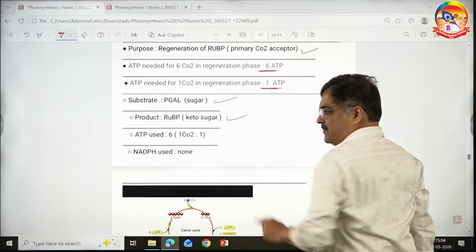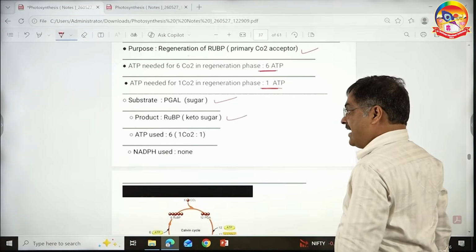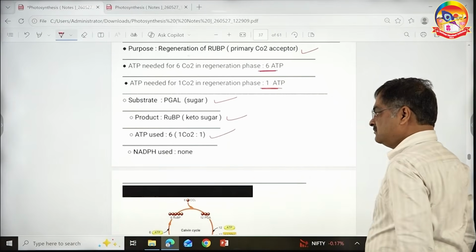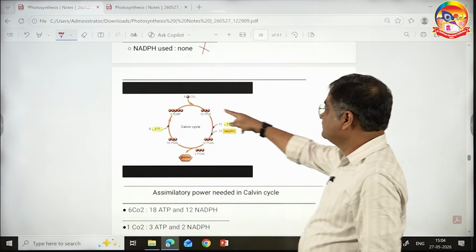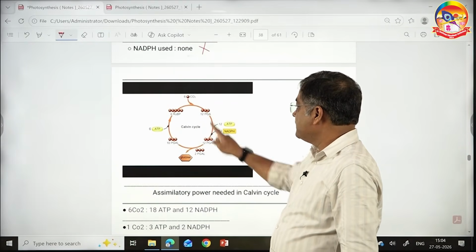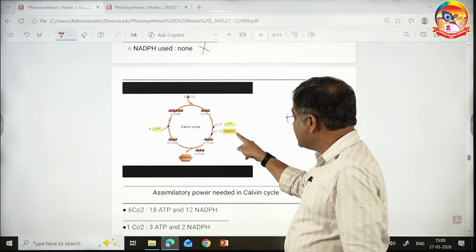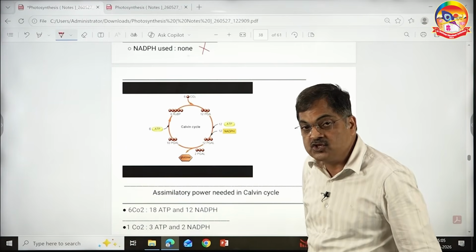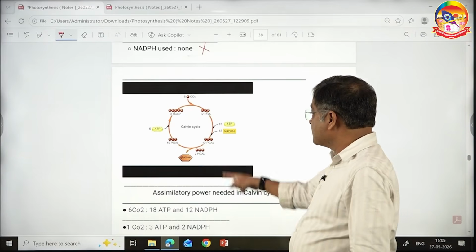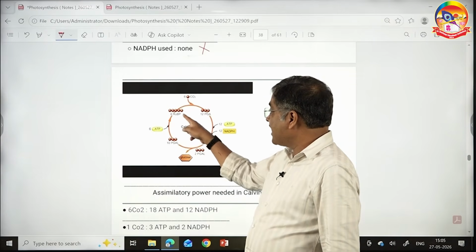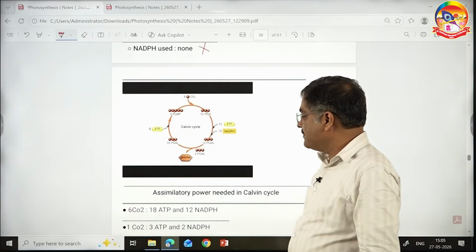Product is RuBP. Is it true that both substrate and product are sugars? ATP used is 6 and NADPH2 used is none. So look at this cycle here I have written. 6 CO2 plus 6 RuBP gives 12 PGA, carboxylation phase. 12 PGA, 12 ATP and 12 NADPH2 give 12 PGAL, reduction phase. 2 are utilized in the production of glucose and the remaining 10 PGAL are utilized in the regeneration of 6 RuBP, very nicely given. 6 ATP are utilized here.